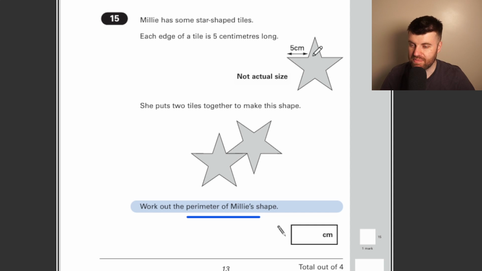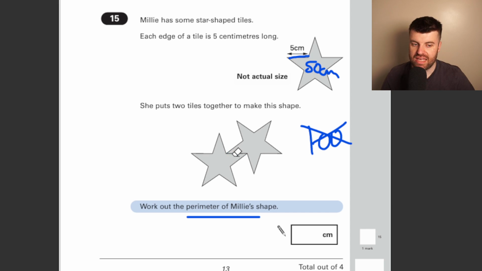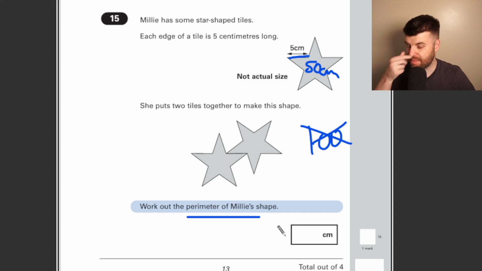Now, the trap here would be to think, okay, well, there are 10 sides to this star, and each side is 5. So that means that this is 50 centimeter perimeter. So if I have 2 of them, clearly the answer is 100. But it's not. And here's why. This bit right here. That is why, because we have some edges now, because of the overlap, that are inside the shape. And if we know anything about perimeter, it's that any edges inside the shape no longer count towards the perimeter of the shape.